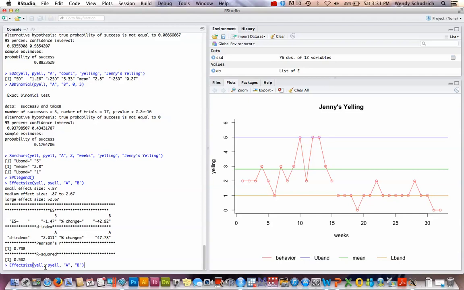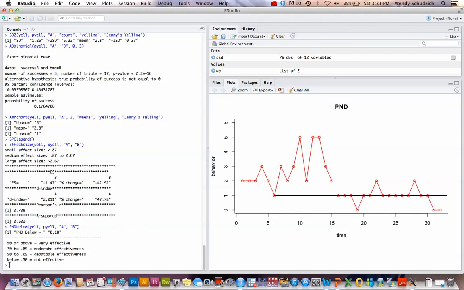Now we're going to look at the percent exceeding the median. So we're going to start out by doing the PND below, since we want change to go down. And we're going to use the lowest value in the baseline as our criteria. And that may not be the right way to analyze this because we have a lot of variation. Let's see what happens when we do the PND. And you can see that we have an effect size that's fairly low, 0.18, which really doesn't match with what we see.